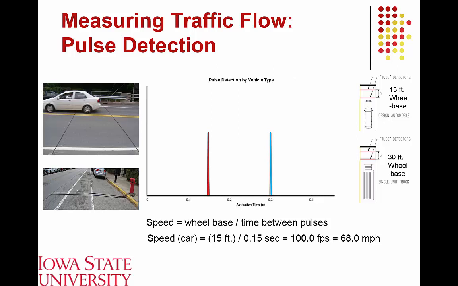Consequently, in the case of a passenger car, you'll see the numbers are similar here. We have a 15-foot wheelbase and 0.15 seconds between pulses, so we get the same 68 miles per hour back. And likewise with the truck, with an assumed 30-foot wheelbase, our pulses are 0.3 seconds apart, resulting in that same 68 mile per hour speed.